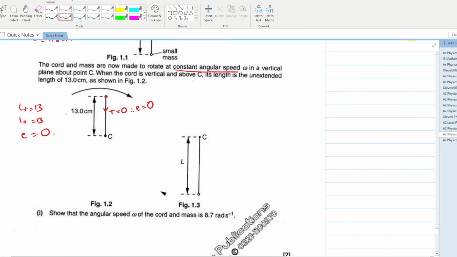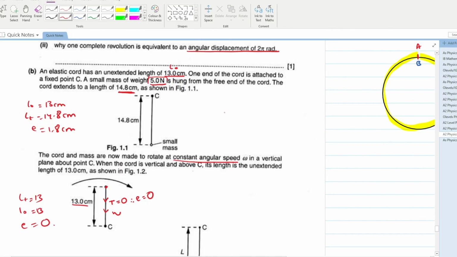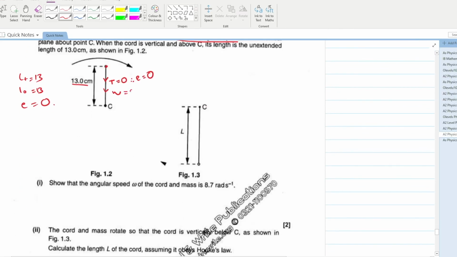क्योंकि देख सकते हो, टोटल लेंथ, दैट इज 13, इज इक्वल टू द अनस्ट्रेच्ड लेंथ. कुछ एक्सटेंशन ही नहीं हो रही, सो टेंशन विल बी 0. योर वेट इज एक्टिंग डाउनवर्ड लाइक दिस. ठीक है. वेट कितने न्यूटन के इक्वल था? आई हैव जस्ट सेड इट, 5 न्यूटन. हाँ, वेट 5 न्यूटन के इक्वल है.